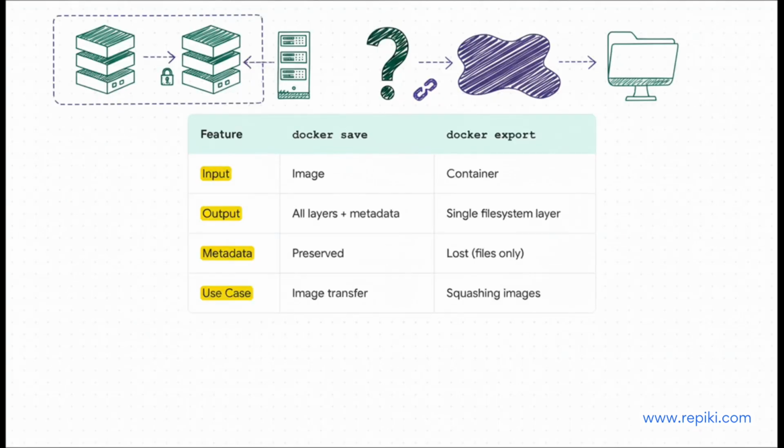Okay, this one trips people up all the time, so let's make it super clear. The key difference is this. Docker save is for images. It bundles up the entire image with all its layers, history, and metadata into a single file so you can move it to another machine. Docker export, on the other hand, is for containers. It takes the live file system of a running container and squashes it down into a single, flat layer, throwing away all the history. Two different tools for two very different jobs.